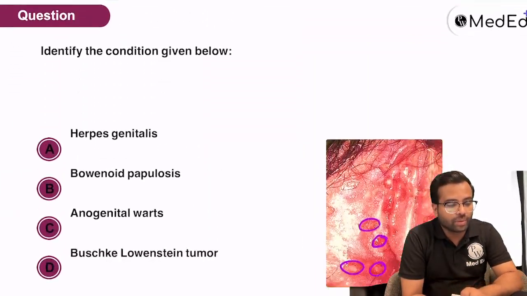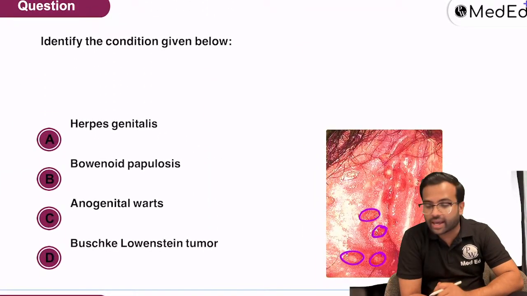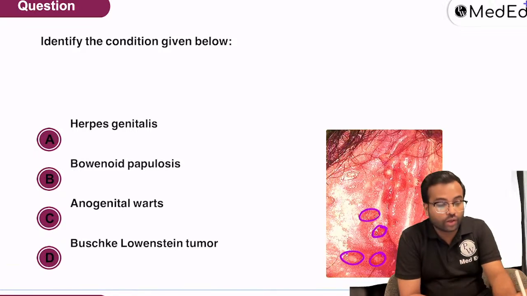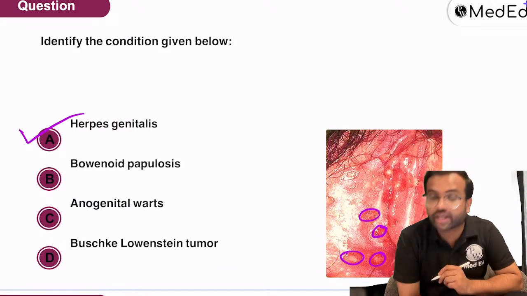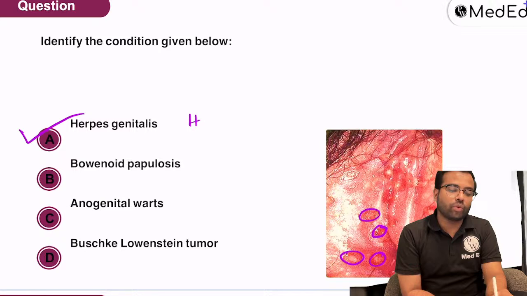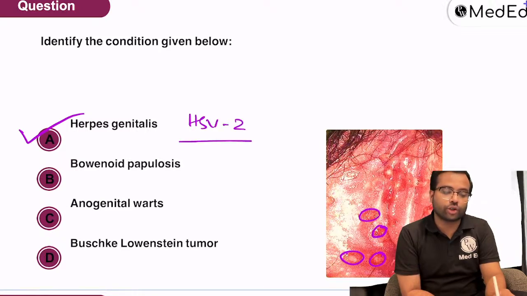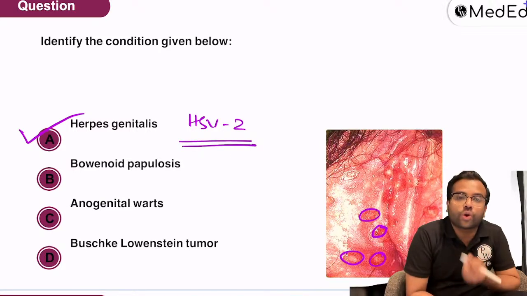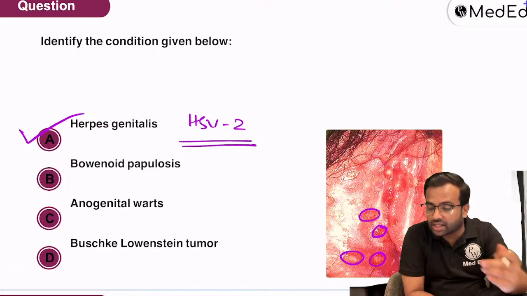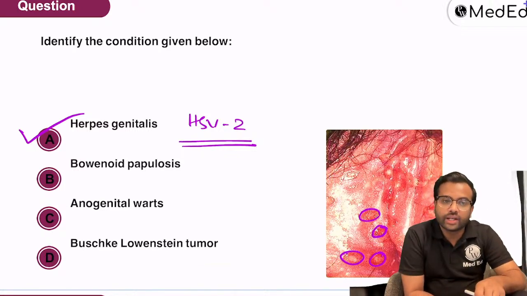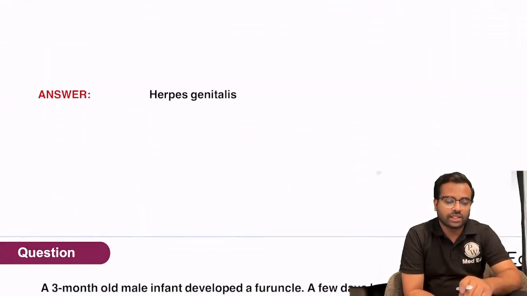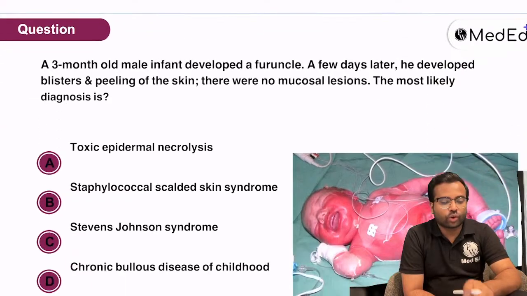Is it herpes, bowenoid papulosis, anogenital warts? Yes, very good. So this is going to be herpes genitalis, right? So this can be most commonly caused due to HSV2, which is the most common cause of genital ulcer disease, right? So here this should be herpes genitalis. So now let's go to the next question.